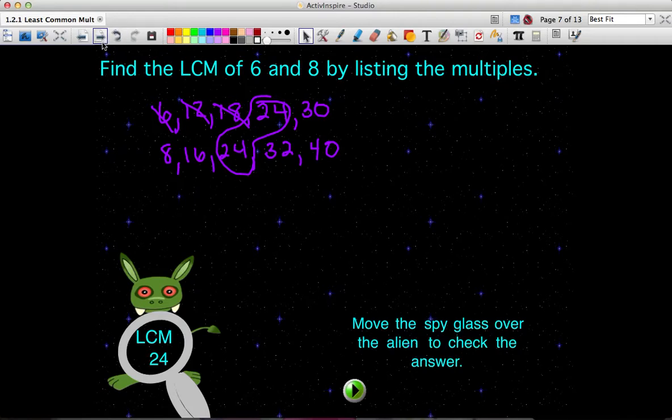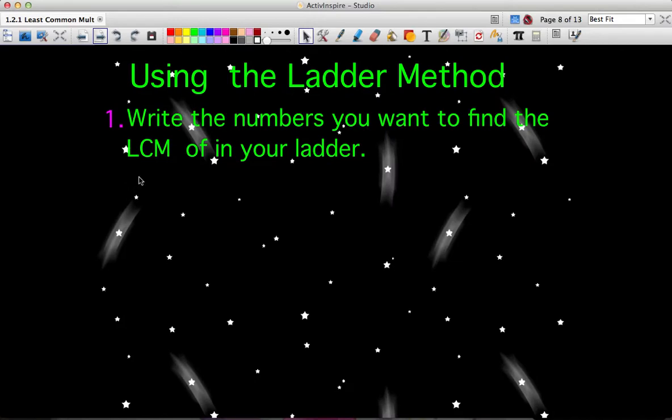Okay, again, you'll have lots of time to practice this, so if you don't get it right off the bat, that's okay. And I'm going to show you another method that some of you might like better. All right, the ladder method.